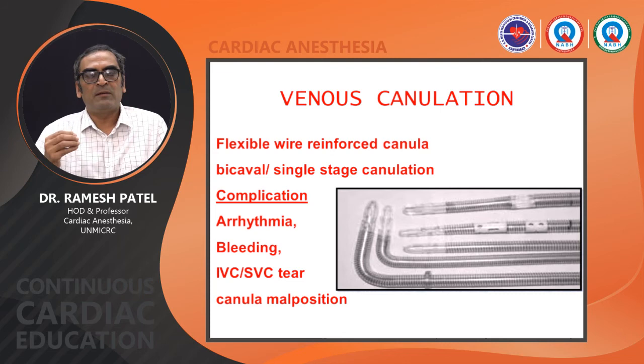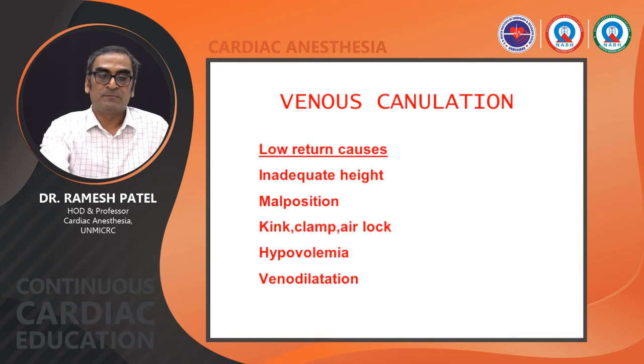The venous cannula is available in a wire-reinforced manner. It is flexible. It is used in bicaval as well as single stage cannulation. But the precautions to be taken during venous cannulation are also as important as aortic cannulation, because it may lead to arrhythmia, bleeding, IVC or SVC tear, or cannula malposition.